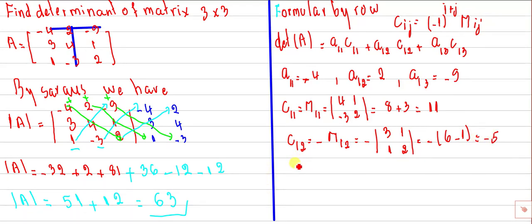And we find C13. C13, 1 plus 3 is 4, so it is positive. M13 means row 1 and column 3, so I omit row 1 and column 3. This one we have 3, 4.